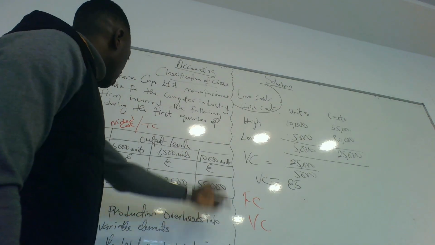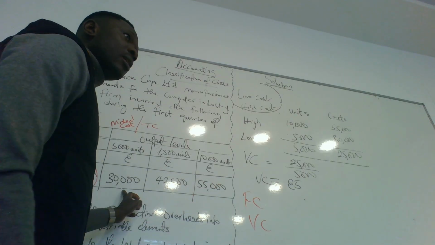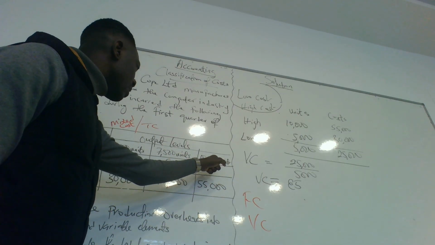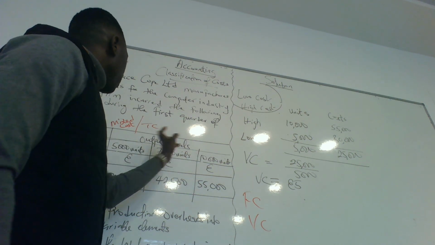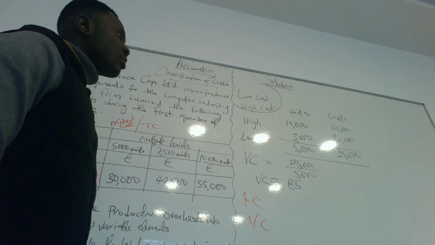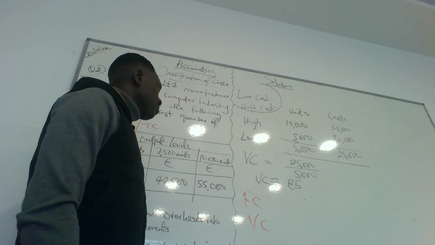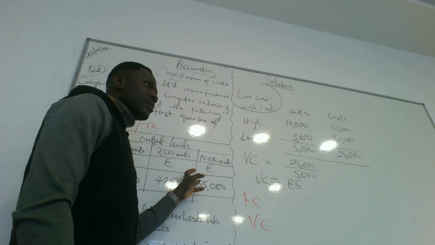Now the highest cost is 55,000. The lowest cost is 30,000. You take it away. The highest unit is 10,000. The lowest unit, you minus this from this. I minus 55,000 from 30,000, 10,000 from 5,000. So whatever you get, the cost divided by the unit. My number in the middle, what do I do with it? You don't do anything with it yet.